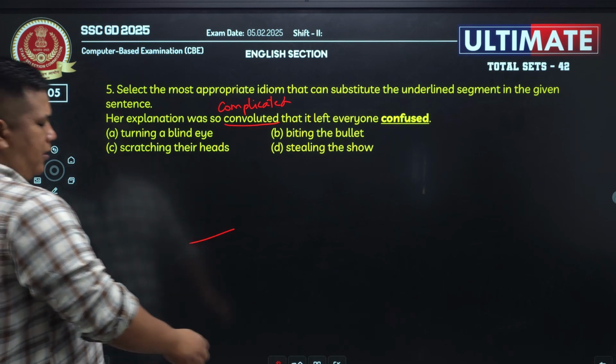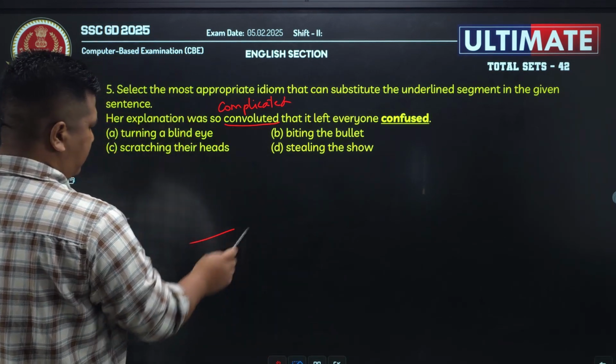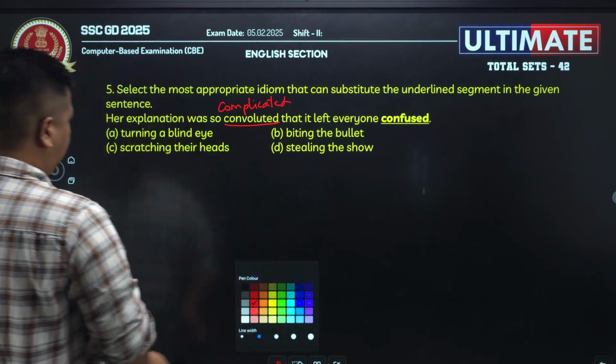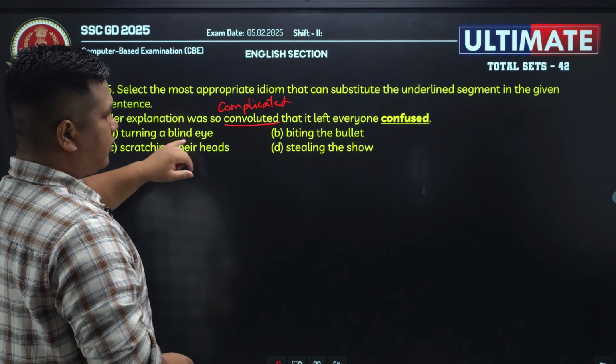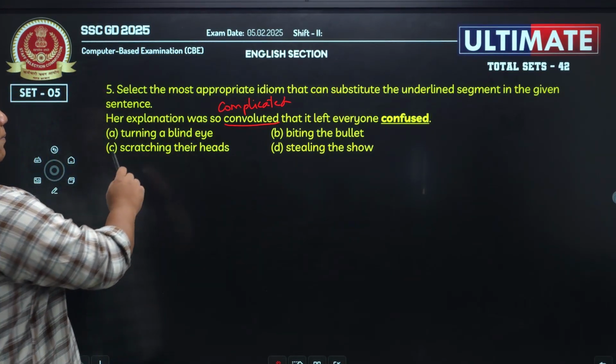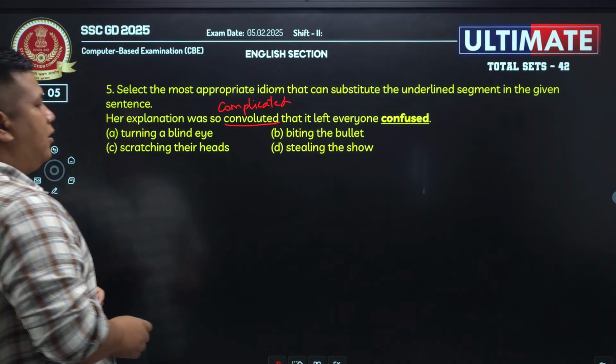Turning a blind eye. Turning a blind eye. So not ignoring, turning a blind eye, not willing to act on something.